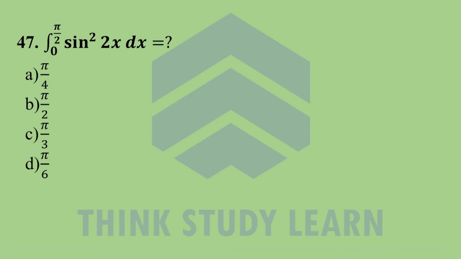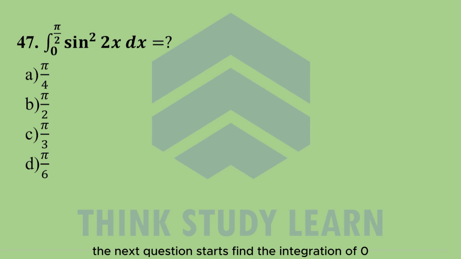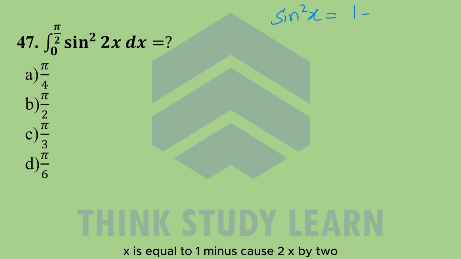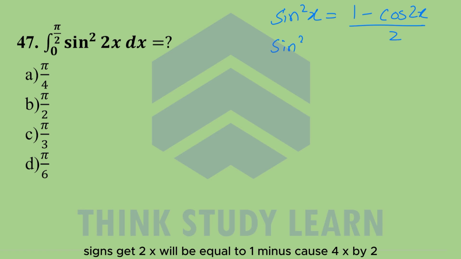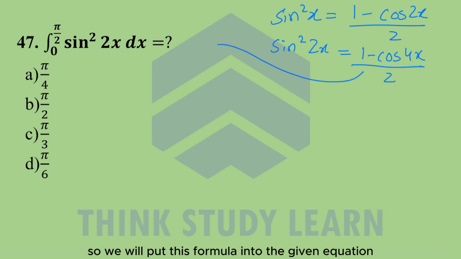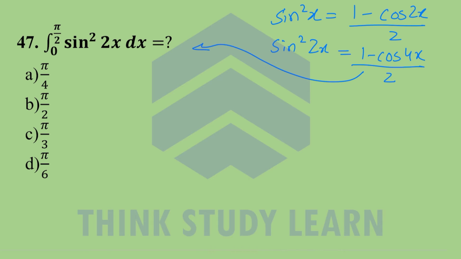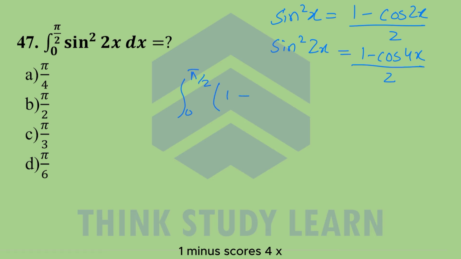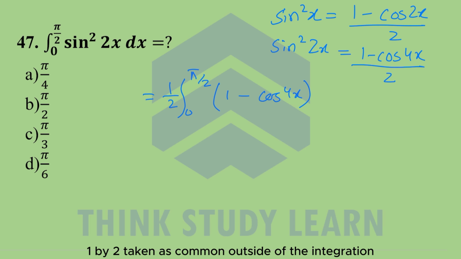the right answer. The next question states, find the integration from 0 to pi by 2 of sine square 2x dx. So we know the formula: sine square x is equal to (1 minus cos 2x) by 2. Similarly, sine square 2x will be equal to (1 minus cos 4x) by 2. So we will put this formula into the given equation and solve the integration: 0 to pi by 2, 1 minus cos 4x, with 1 by 2 taken as common outside of the integration.